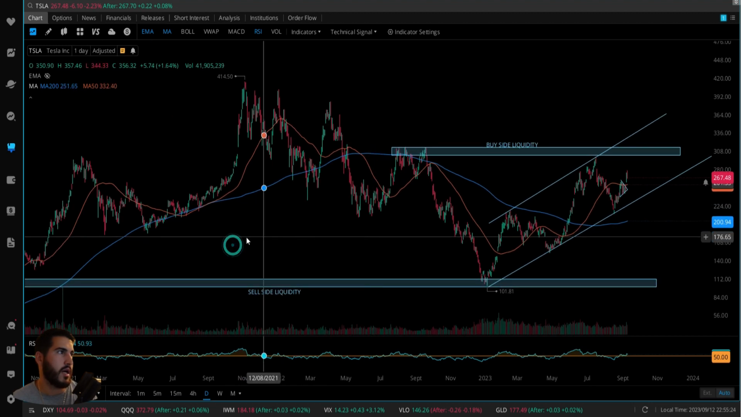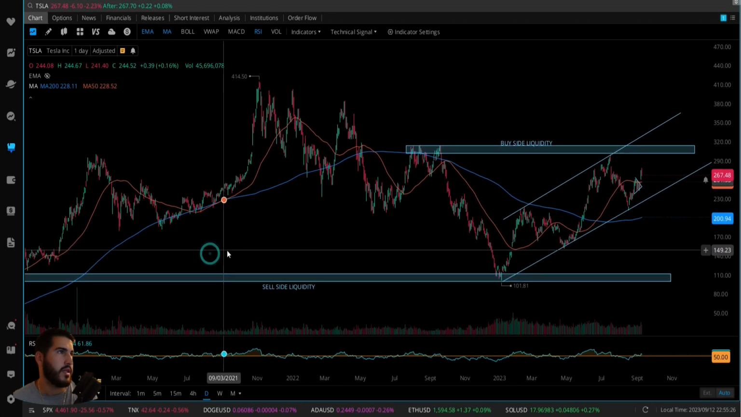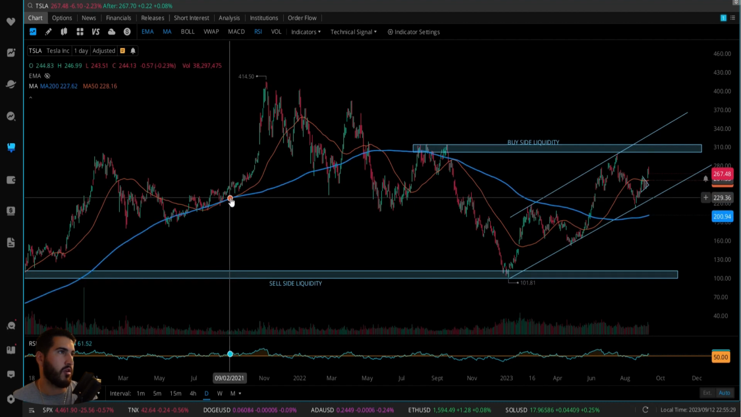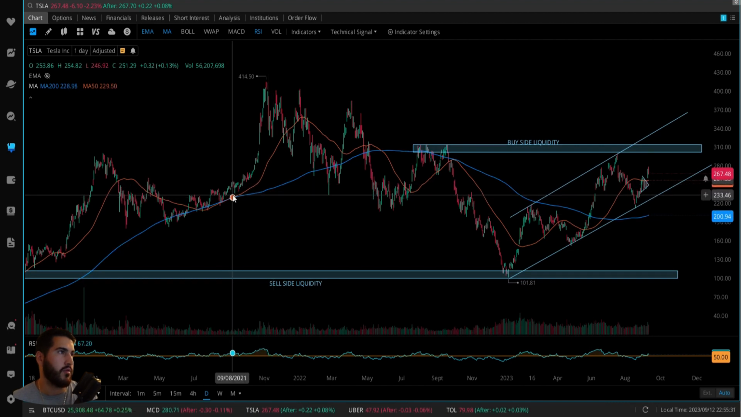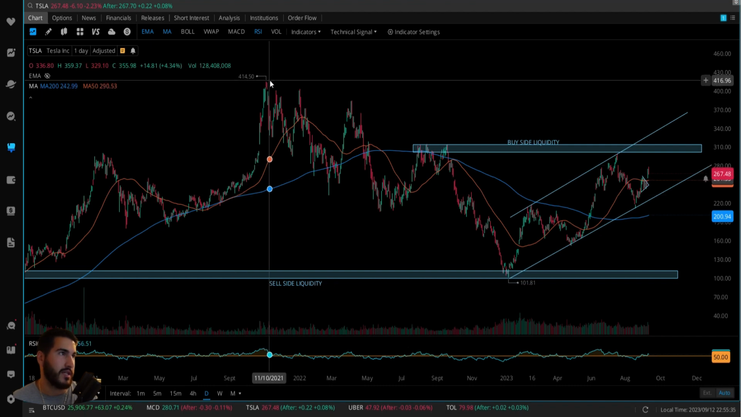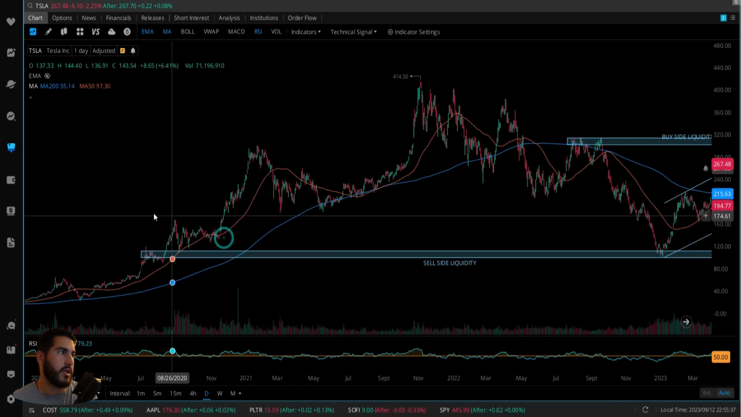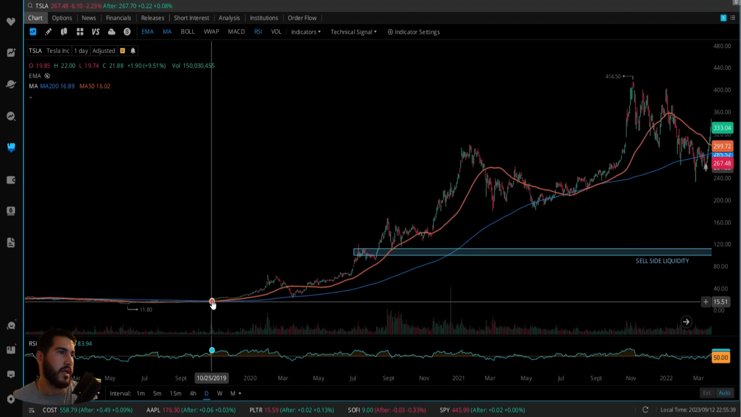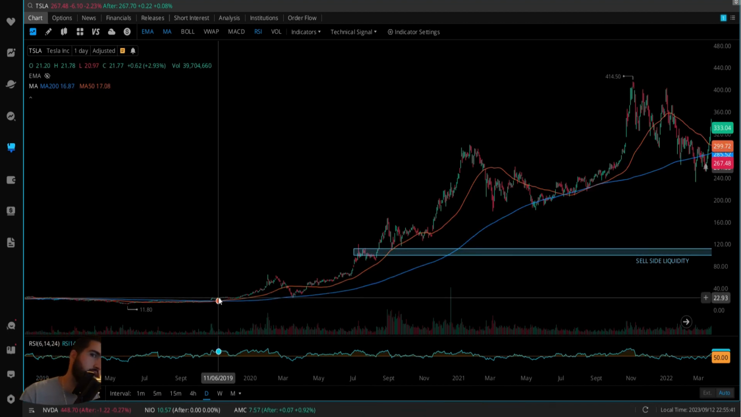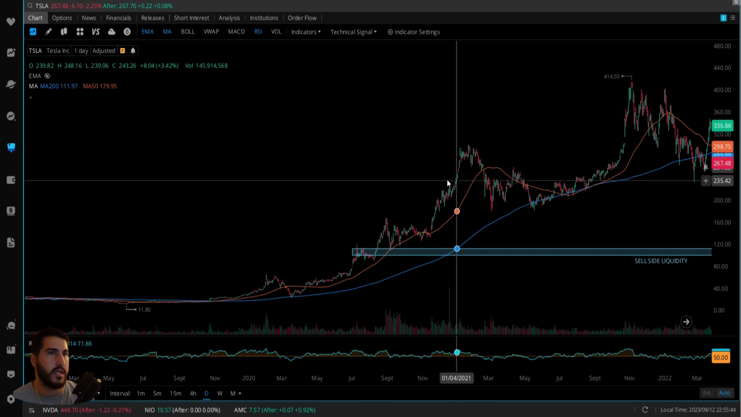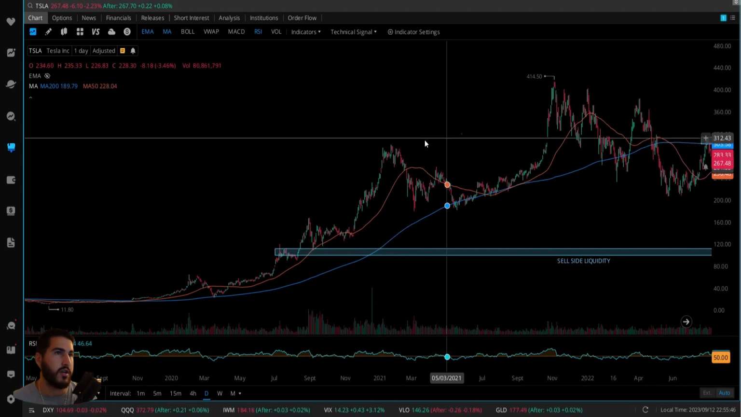For instance, if I zoom out and I find the next time that we had the 50-day cross over the 200-day, it happened right here, and the stock went from $225 to $415. If I zoom out and I look for the last time that happened, it was over here, and the stock was, as you can see, $25, and it got to a high of $300.